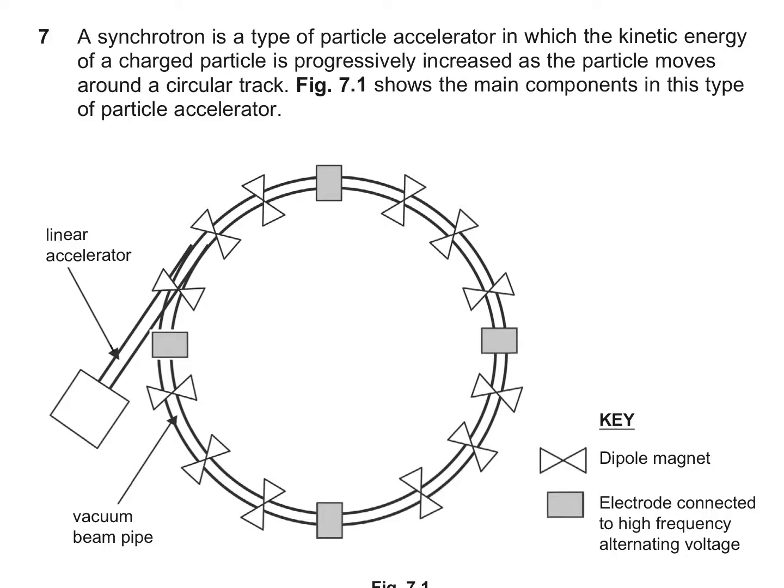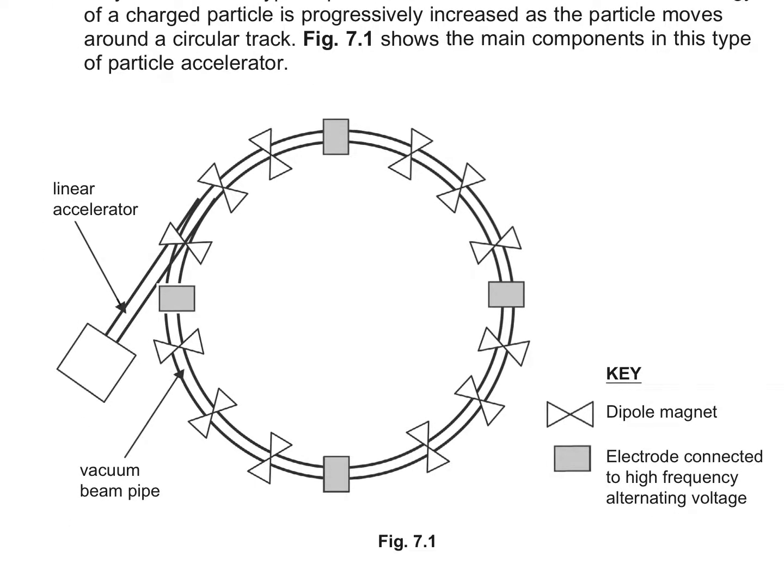And you can see what we've got here. We've got a linac feeding into the circle. And then we've got two types of thing. These dipole magnets placed at various positions. And then these 4 positions of electrodes connected to a high frequency alternating voltage. And the pipe is also in a vacuum.